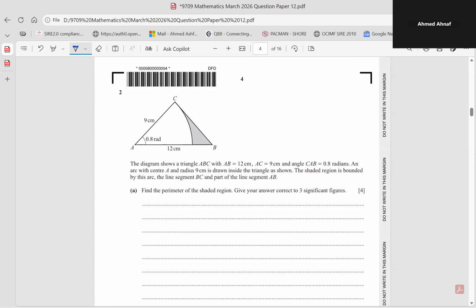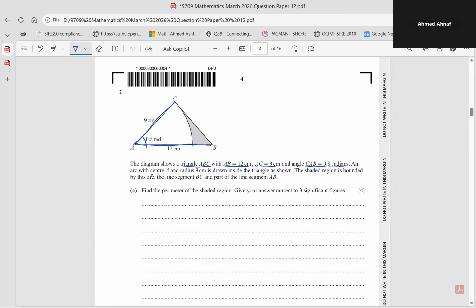Okay, so for this question, we are given a diagram which shows the triangle ABC. So you can see there's a triangle with AB equals 12 cm. So this is AB. Oh, yeah, this AB, AC 9 cm. And angle CAB is 0.8. So it's all given in the diagram.